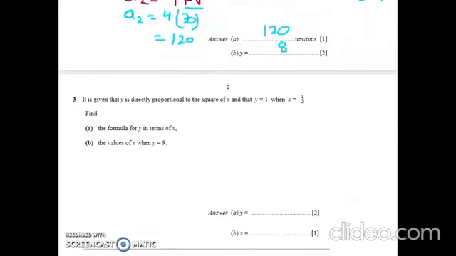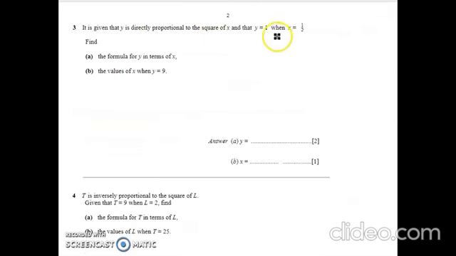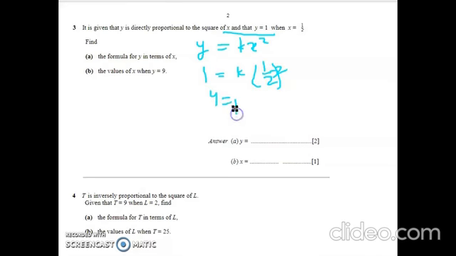Alright, next question. It is given that Y is directly proportional to the square of X and that Y is equal to 1 when X is equal to 1 upon 2. You can take any method you want. I'm taking the formula over here. Y is equal to KX square because it is directly proportional to the square of X. Now Y is 1 when X is 1 upon 2 and we can find the constant K. So basically 1 upon 4. K is 4.